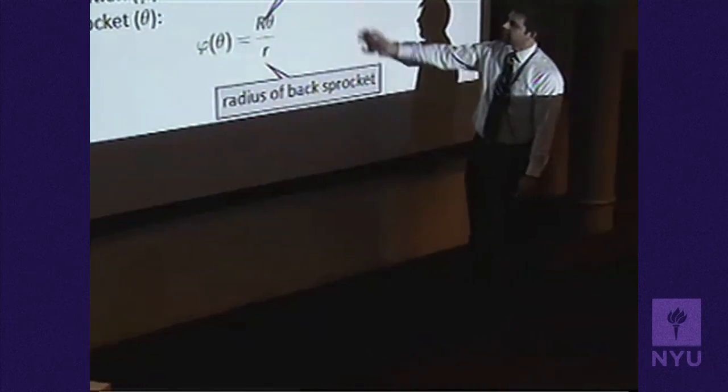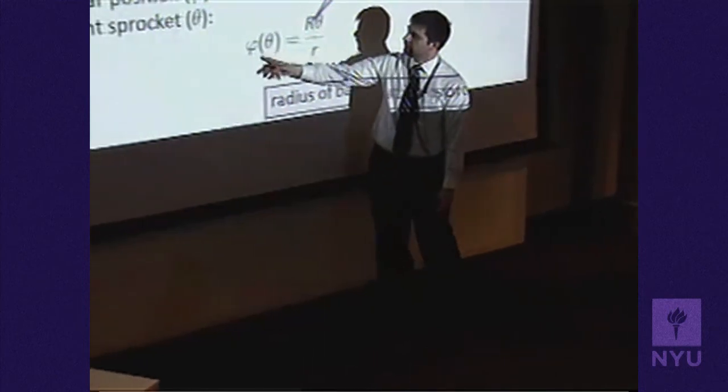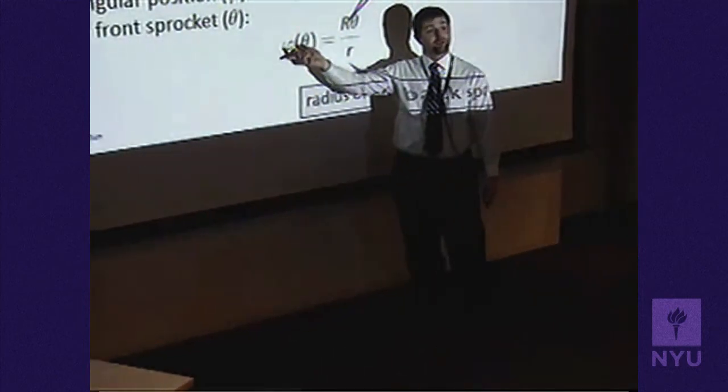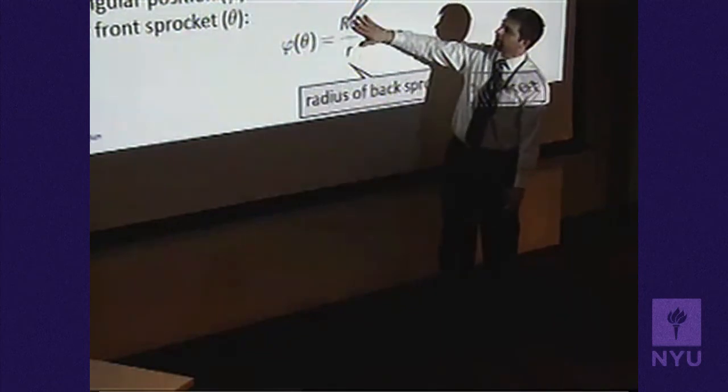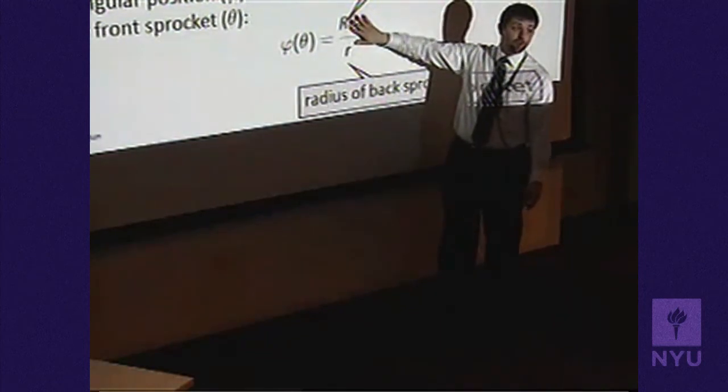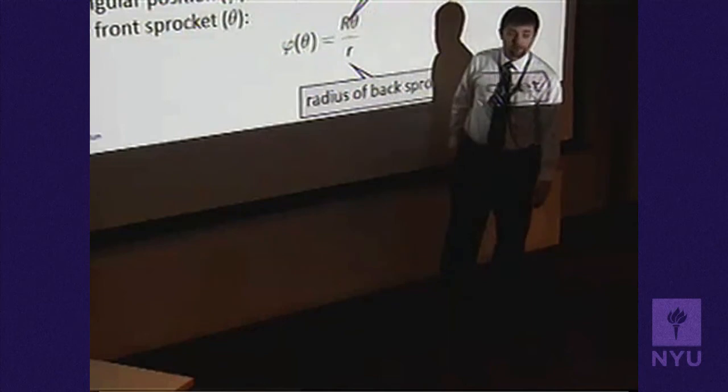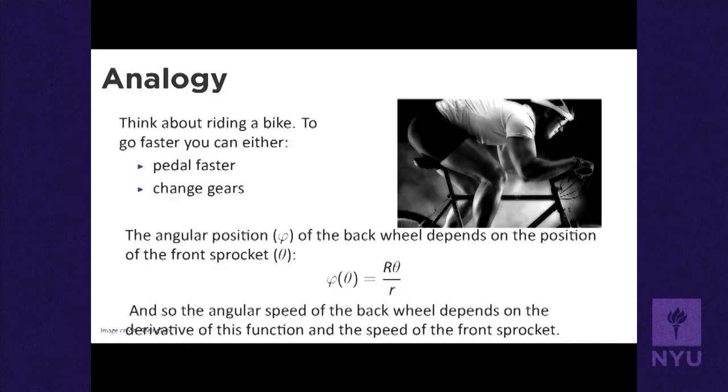So that leads you to think that the derivative, or the angular velocity of that back wheel, is going to depend on the angular velocity of the front wheel and also how fast the gear is changing. Okay. So that's the way to think about it heuristically with an analogy.